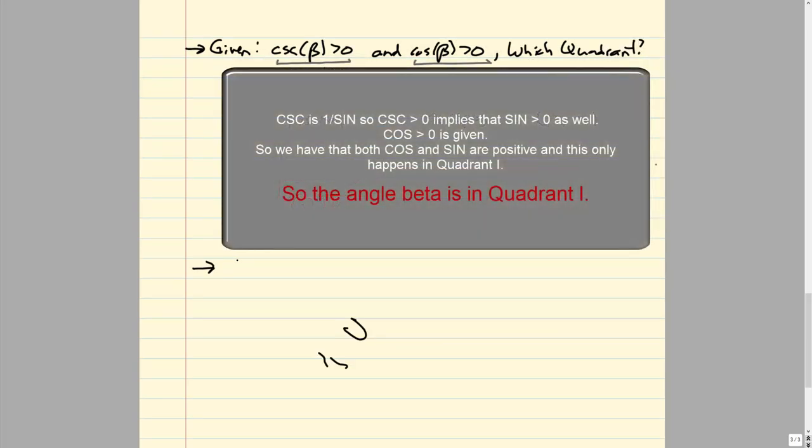Okay, let's go ahead and look at one more. Given in this particular case, tangent theta is greater than 0, and cotangent theta is greater than 0. Now this particular question, again, is which quadrant?